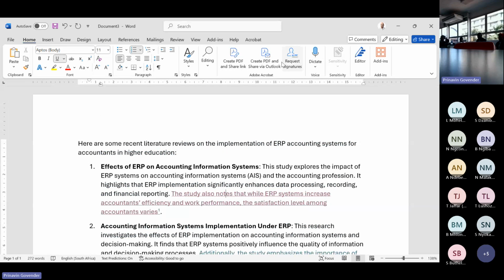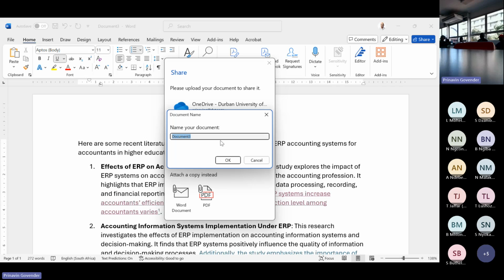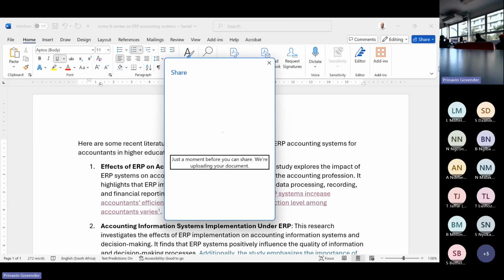So there's some things here. I'm going to share this with Busi. Let's share this with Busi. Share. Share on OneDrive. Right. Name of document: some lit review on ERP, ACC, and accounting systems, right? Okay, I'm going to share this with you, Busi, Letu. Is that okay? Right, you're going to be working on this weekend.